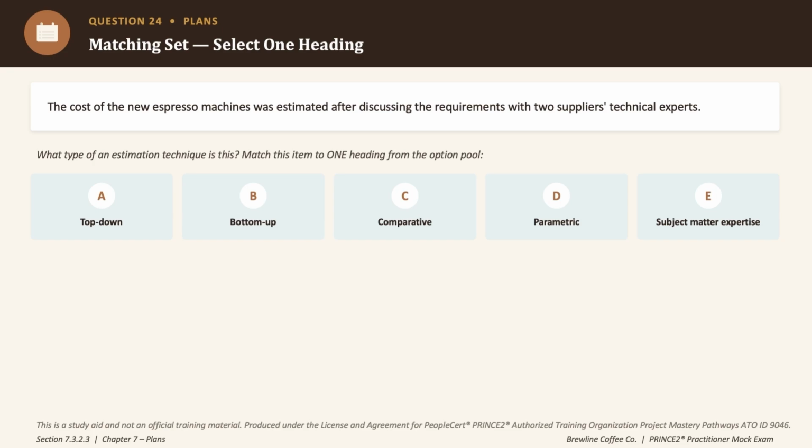It's not a top-down that would assume the major cost upfront with high confidence and allocate it downward to the subordinate elements. It's not bottom-up estimation either, because that builds estimates from individual tasks at their lowest level and aggregates them, okay? And certainly it's not a parametric or comparative estimate as well, because those rely on measured data on similar past projects rather than expert discussion. So the correct heading would be option E, subject matter expertise.